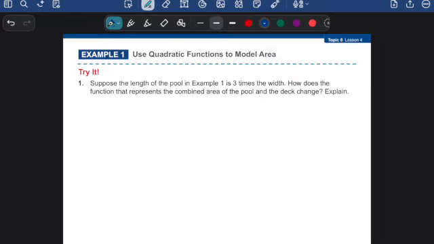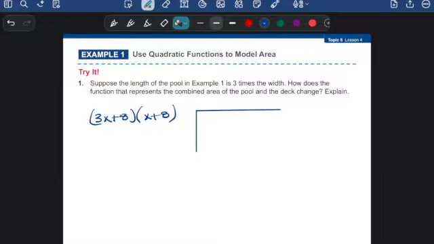Suppose the length of the pool in example 1 is 3 times the width. So now it's 3x plus 8 times x plus 8. And so now let's write the equation. So we're going to distribute. I'm going to do the area model for you really quick.